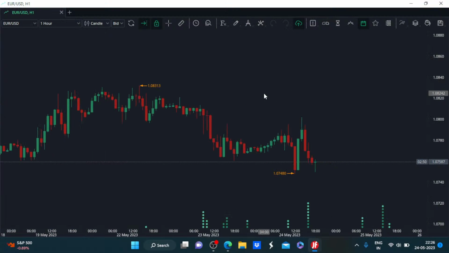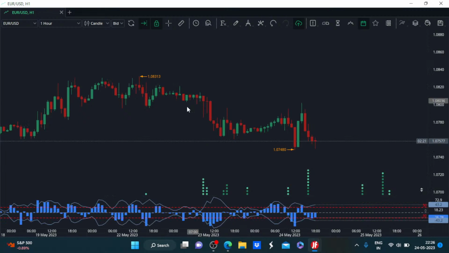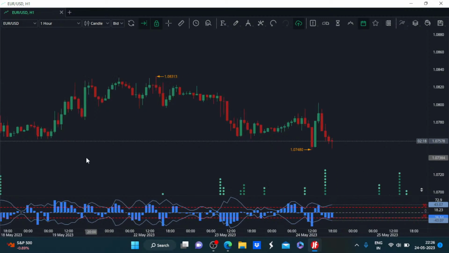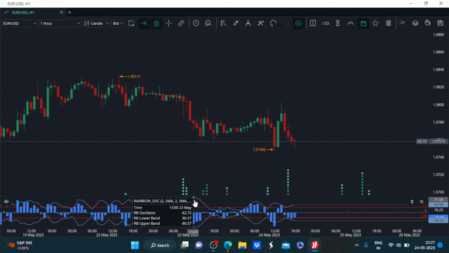So we are going to now go to the JForex 4, the newly released trading platform from the Dukascopy Bank SA. This is the Euro USD chart with each candle period defined at hourly. I will add this rainbow oscillator from here. Now we have rainbow oscillator in place. First, I will explain to you how to read these values and how to interpret them.